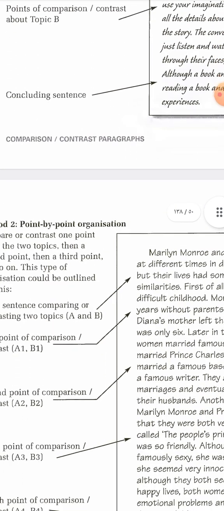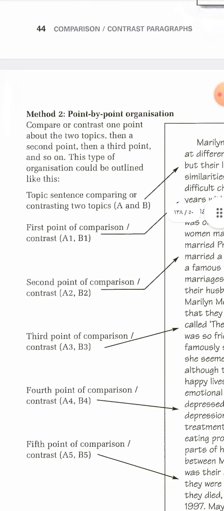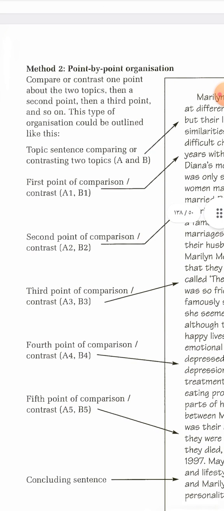For the point by point organization, you talk about two topics in the first paragraph, and then you compare topic A and topic B in terms of similarities, then topic A and topic B in terms of differences, and then the third point of comparison and contrast in A and B, and the fourth point of comparison and contrast in A and B.